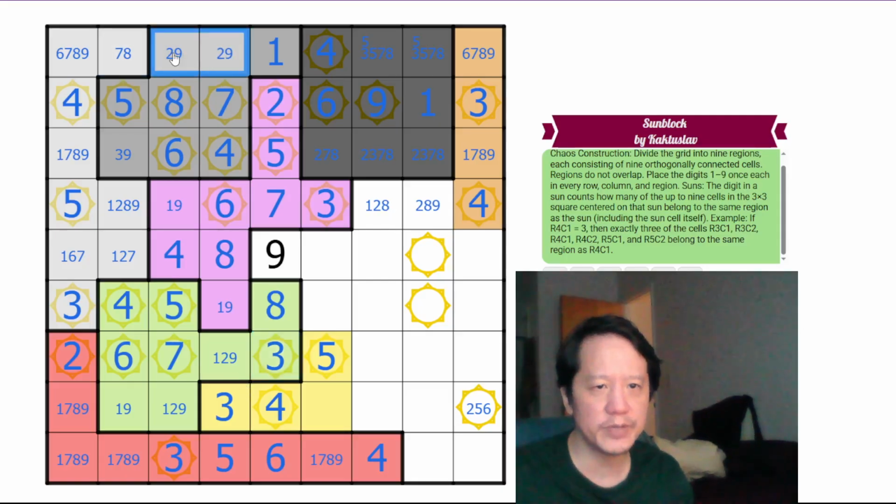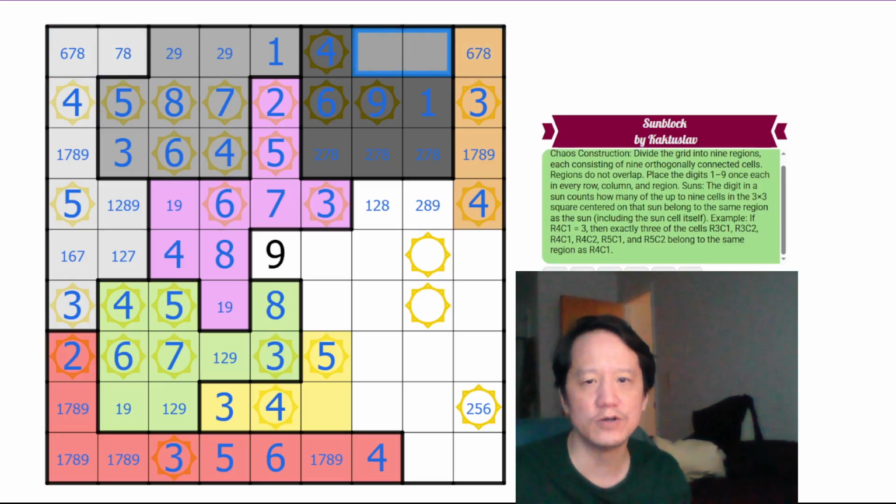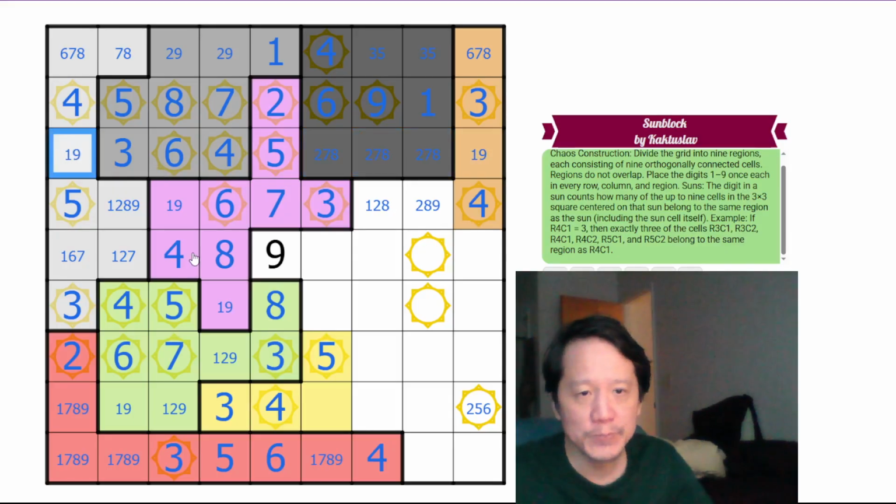2 and 9 as a pair in the medium gray region eliminates 2 and 9 in the rest of the row and region. So no 9 here, no 9 here. This is 3, which eliminates 3 here. We have 6, 7, 8 as a triplet, which eliminates 6, 7, 8 in the rest of the row. So this is 3, 5 as a pair. This 2, 7, 8 triplet eliminates 2, 7, 8 in the rest of the row. So no 7, 8 here, no 7, 8 here.